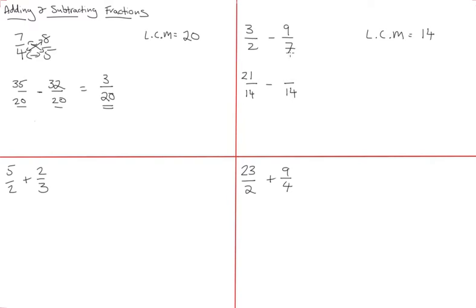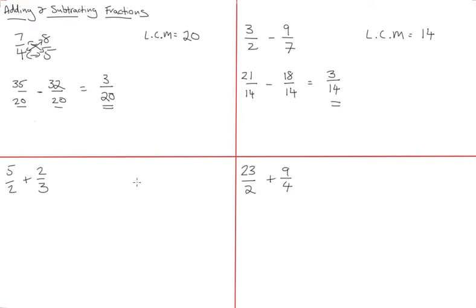And over here, for this 7 to become a 14, I have to multiply by 2. So 2 multiplied by 9 is 18. So that is 21/14 minus 18/14. We just have to subtract the top two numbers, and that will give us 3/14. And that's the answer.